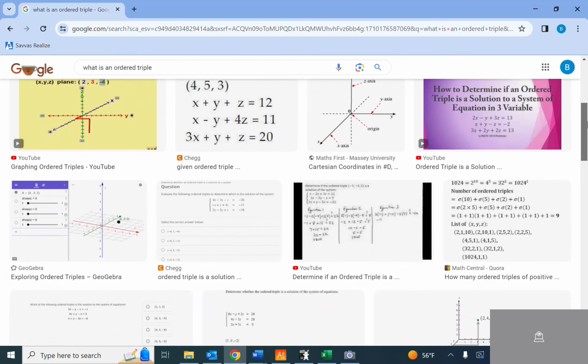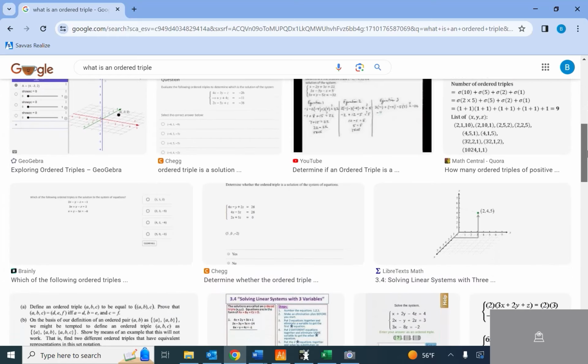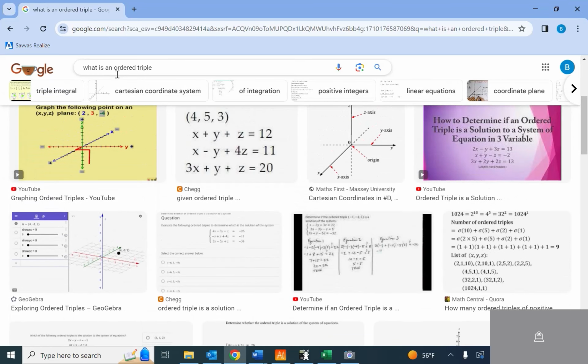Doesn't really say, does it? There it is. Graphing ordered triples. You got a point. And let's type in something else. Solving systems of three equations of three variables visually.